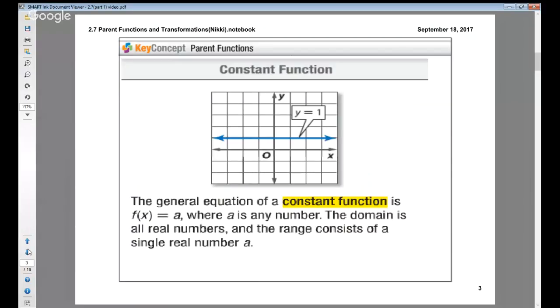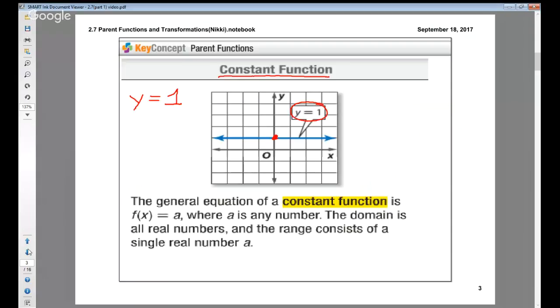So the first parent function is the constant function. And it's called a constant function because every parent function that's a constant function will always be equal to a constant. Or in other words, it'll always be equal to a number. So what you see in this graph is an example of the parent constant function y equals 1. And you can see right away that the one thing that makes the constant function easy to identify is that it's a horizontal line. And this is true for all constant functions.